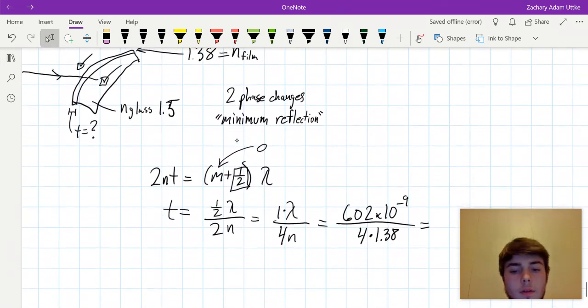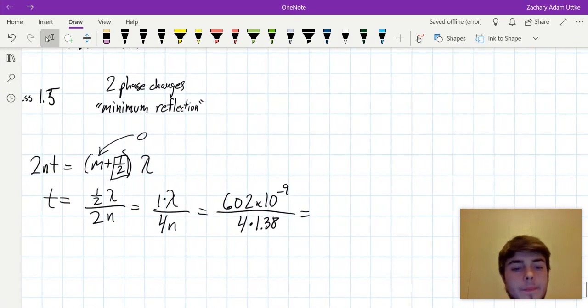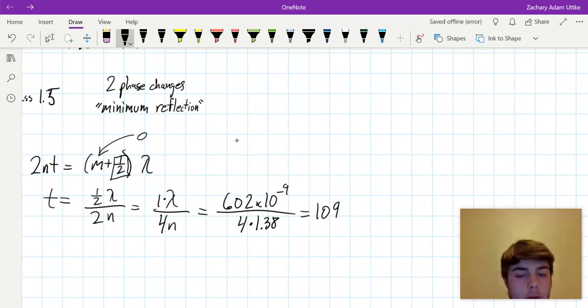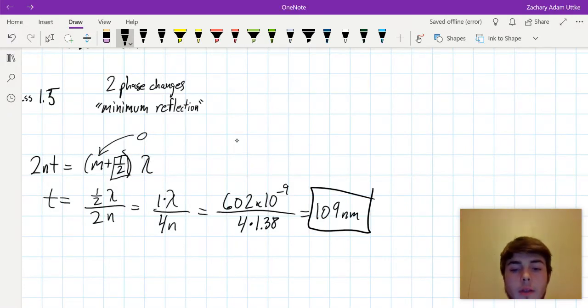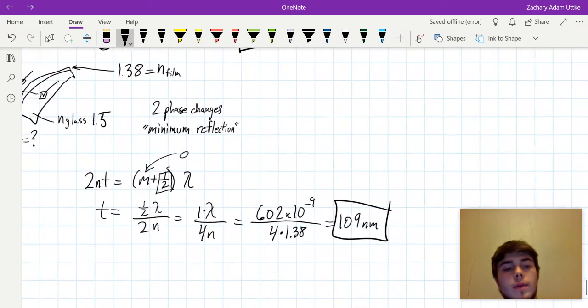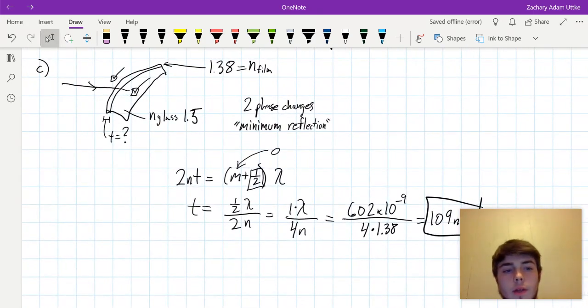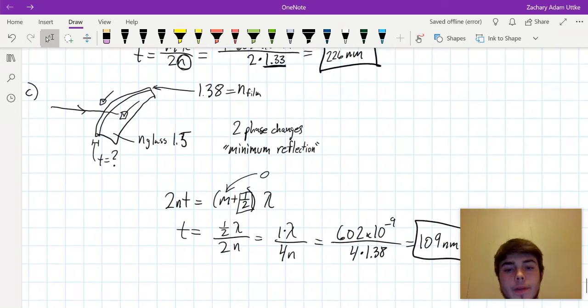Okay, so let's get back to this problem. Let's take 602 divided by 4 times 1.38. So 4 times 1.38. And I get 109 nanometers. So this is the thickness of the film that's needed if we want to minimize the reflection of light on these pair of sunglasses.